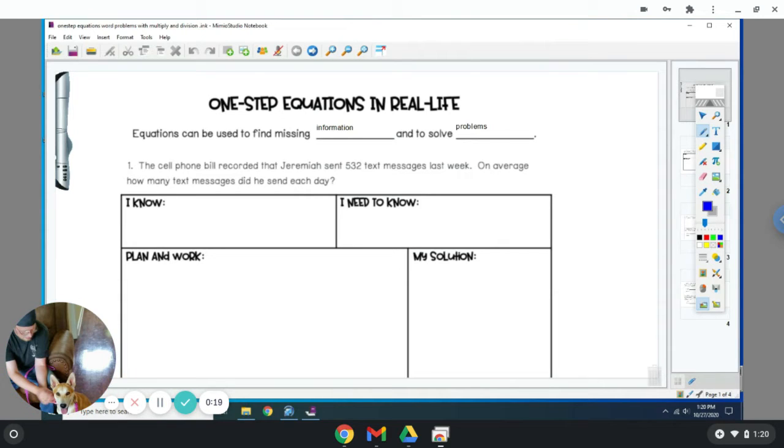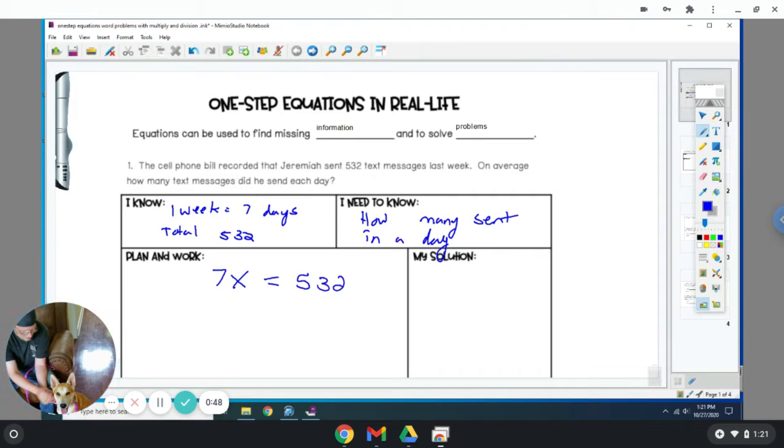Well, so you know that 1 week is 7 days, and that his total messages in a week were 532. You want to know how many he sent in a day. So your equation will be 7x equals 532, because the 7 represents how many days are in a week, and the x represents the number of text messages he sends per day, and 532 represents the total.